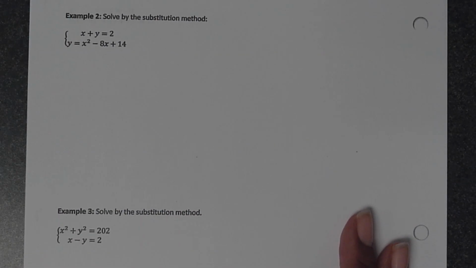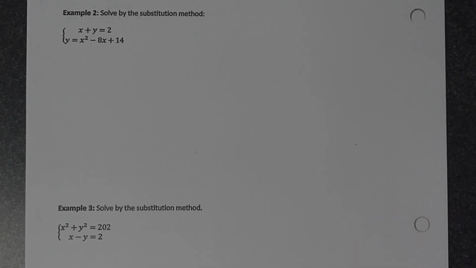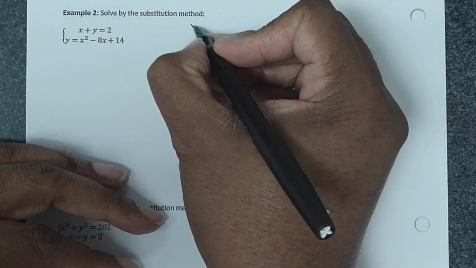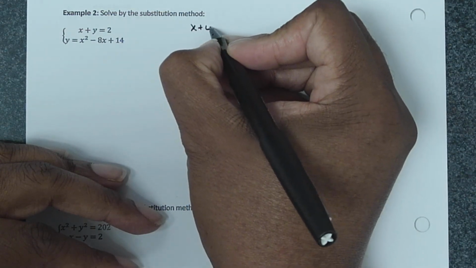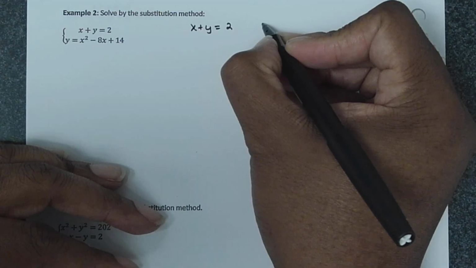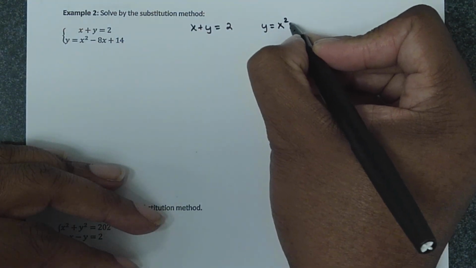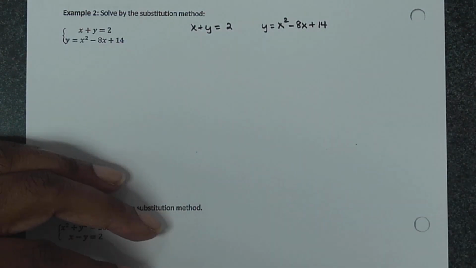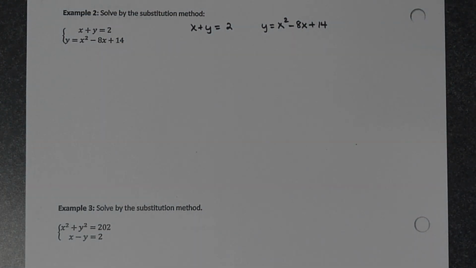Say we got this. We want to solve by the substitution method. Here we got x plus y is equal to 2 and y is equal to x squared minus 8x plus 14. And I'm going to write these two equations side by side. x plus y is equal to 2 and y is equal to x squared minus 8x plus 14. Well, again, I got y equal to something. And in this case, y is equal to x squared minus 8x plus 14.